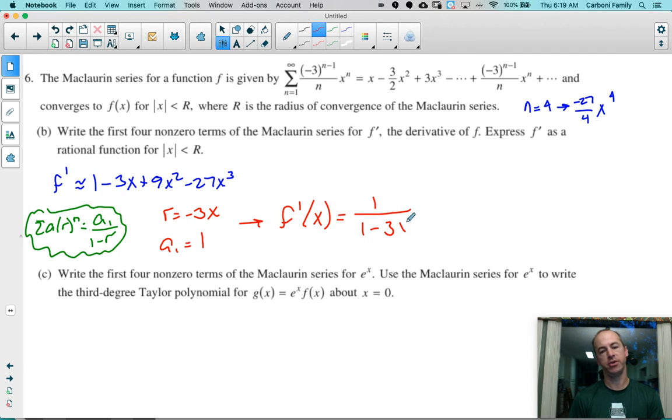minus the ratio. And that would only converge, that would only work for x's when that ratio is less than 1. So x is between negative 1/3 and 1/3, but they didn't ask you to specify that. I'm just rambling now. Let's see.